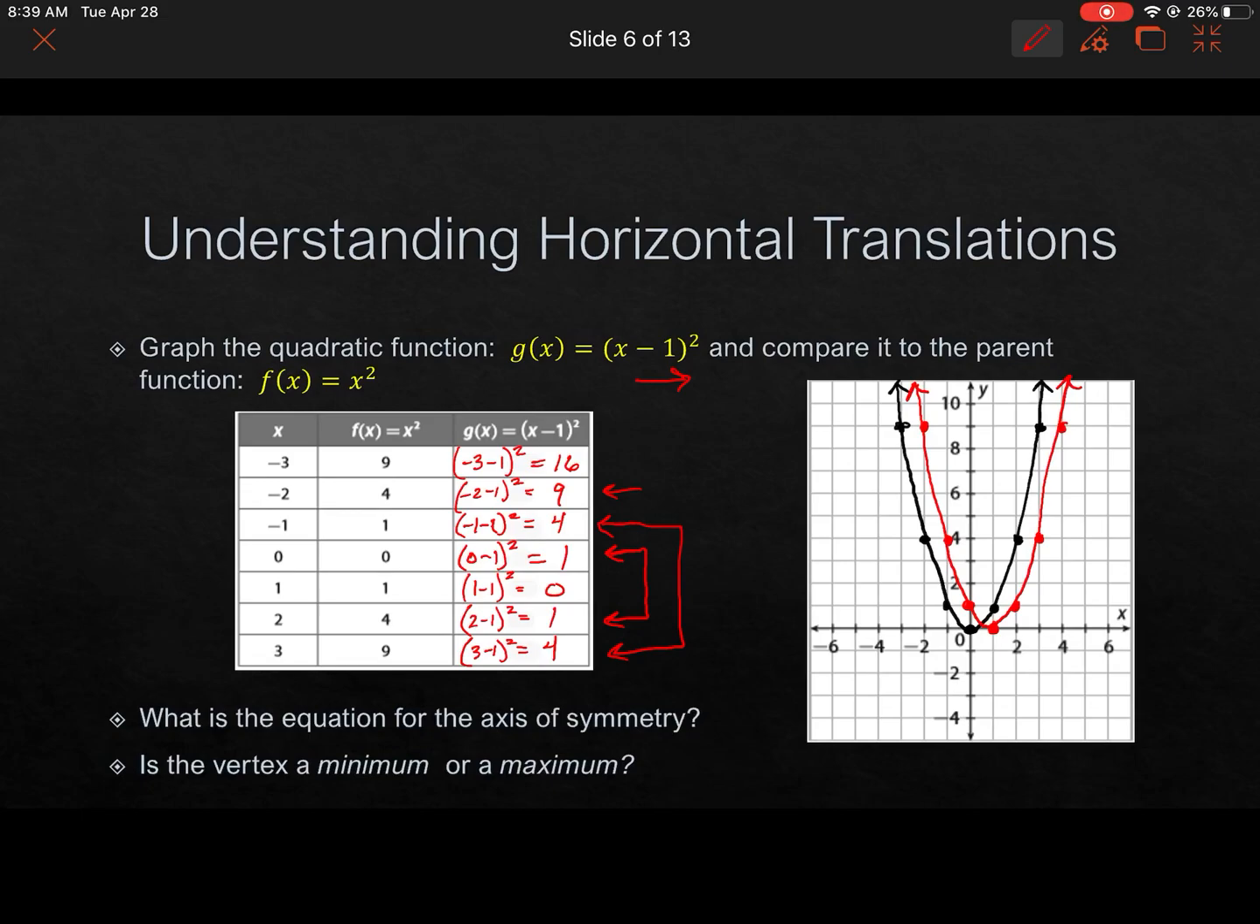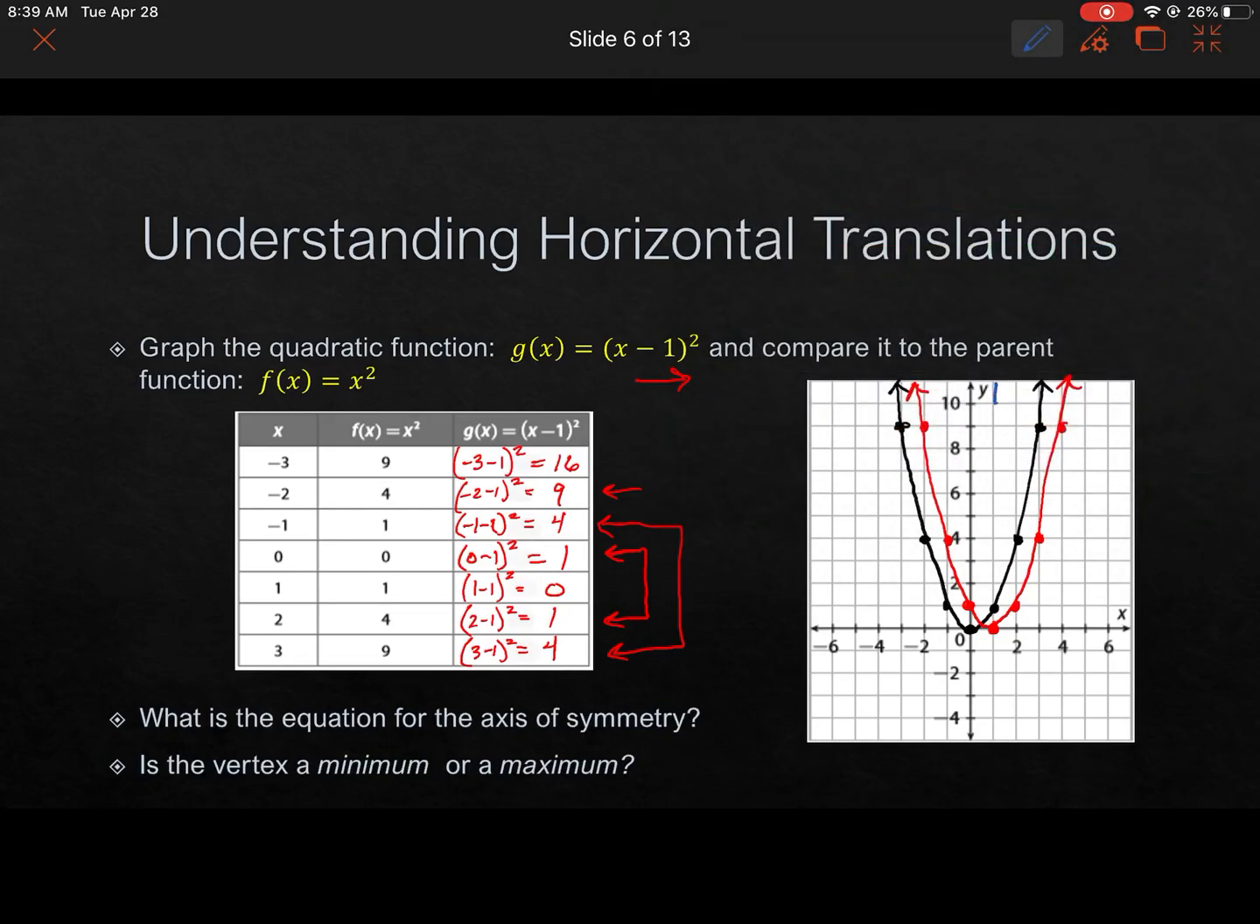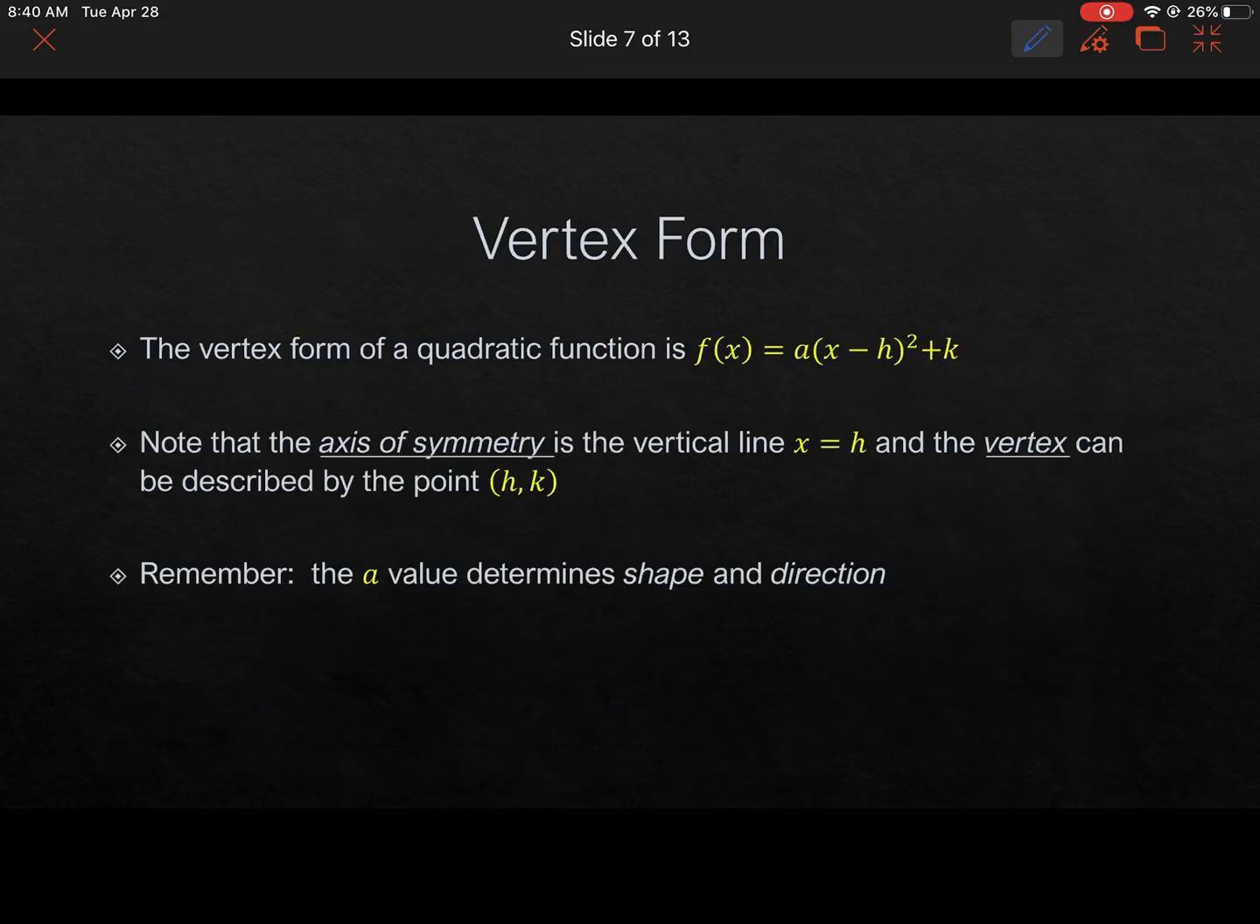So what is the equation for the axis of symmetry now? Well, the axis of symmetry now passes through the vertex at 1, 0. So if my vertex is at 1, 0, that means my axis of symmetry is x equals 1. And again, because this opens upward, this is still a minimum value, so that doesn't change. Which is kind of interesting.